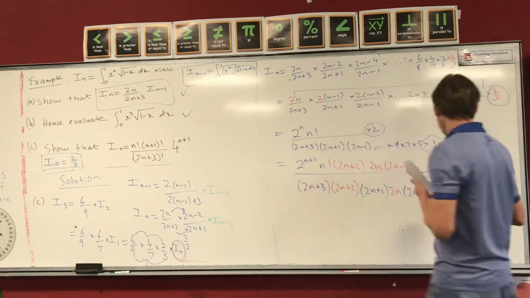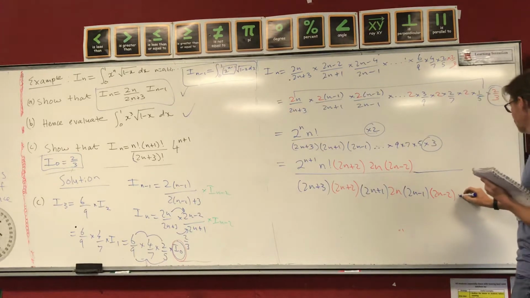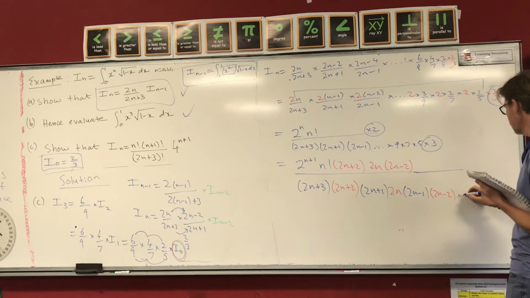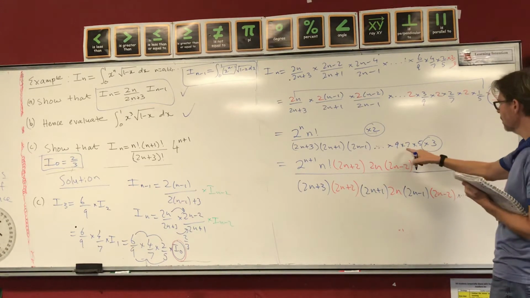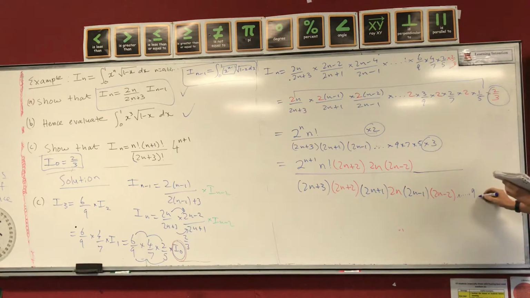Right, now what's on the end here? I've got times by, dot, dot, dot. I'm going to have a 9, 7, 5, 3, aren't I? Now I'm going to put spaces in here. 9, 7, 5, 3, space.